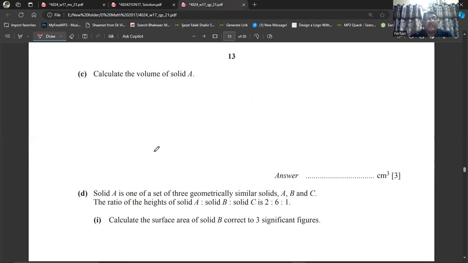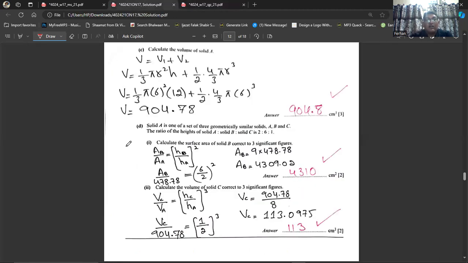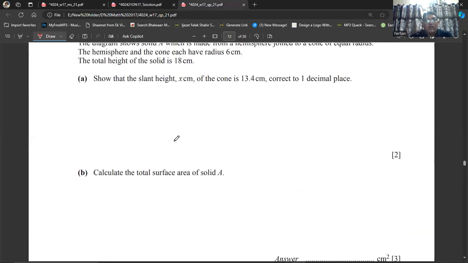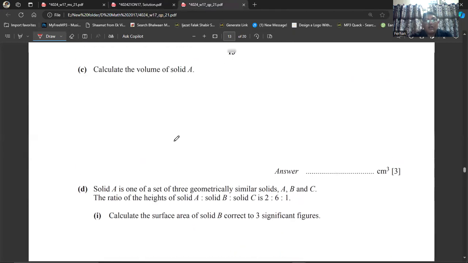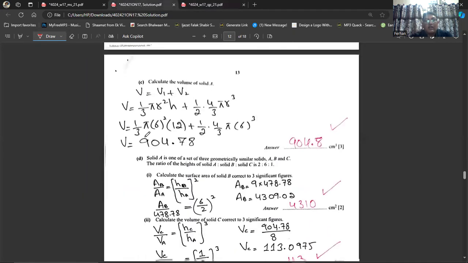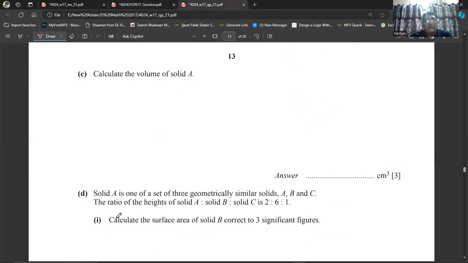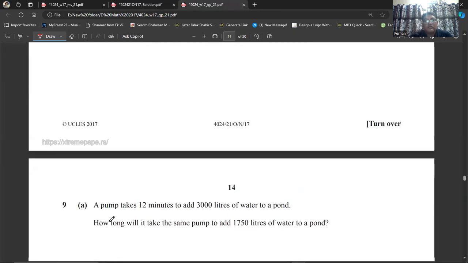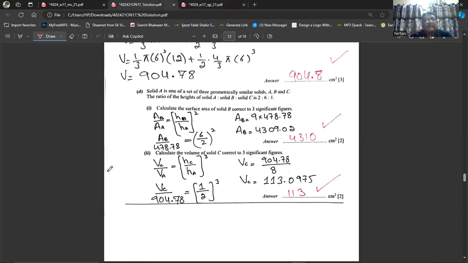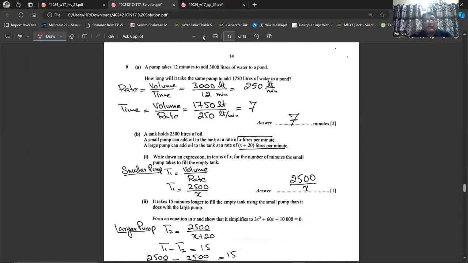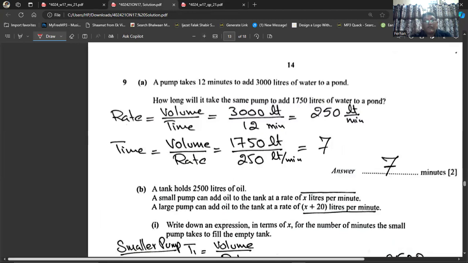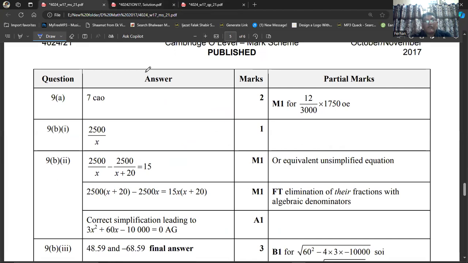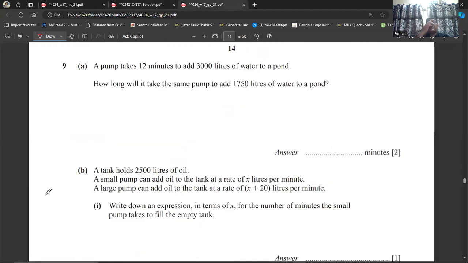Okay, so we are going to the next part. Question number 9 and its A part.